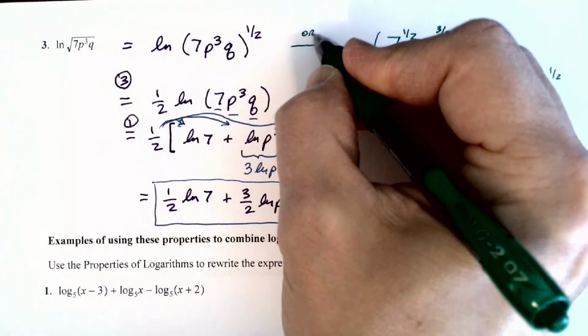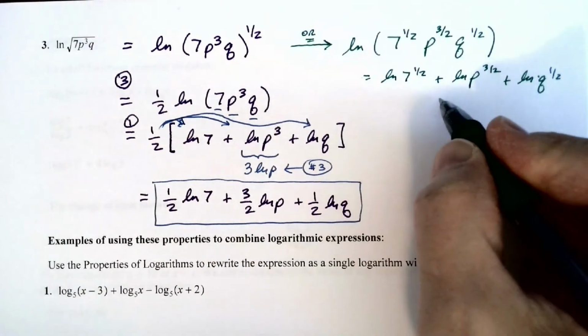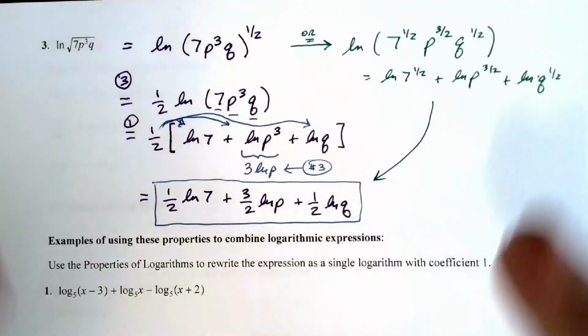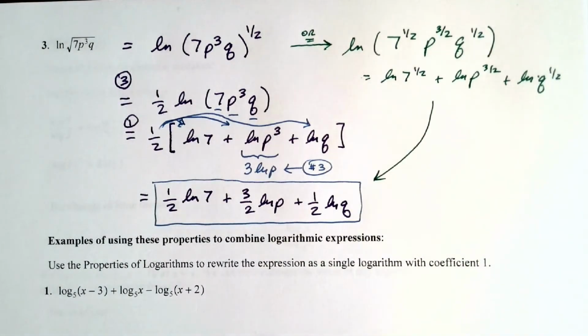So I could do this much. And then by property 3, I'm going to be right down here. Okay, so play around with that. Make sure you see how those two methods work. But this is the expanded one.